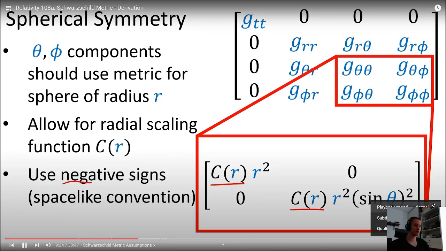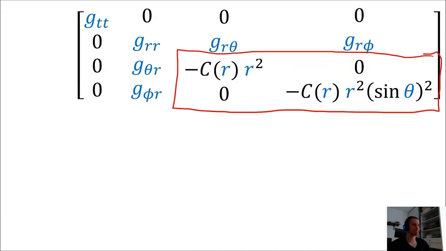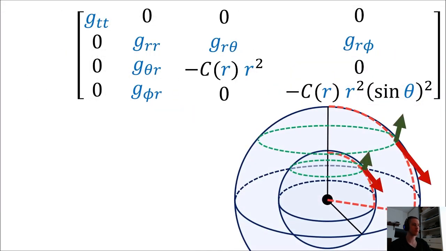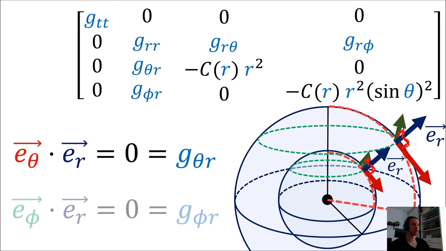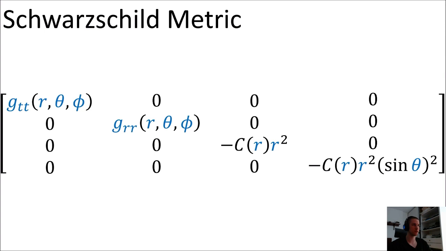I'm also going to make these terms negative since space-like vectors have negative metric components in the mostly minus metric convention. If we want the radial basis vector e_r to stick out normal to the sphere in the radial direction, it must be perpendicular to both e_theta and e_phi. So these dot products and metric components go to 0. So under our assumptions so far, the metric is diagonal.